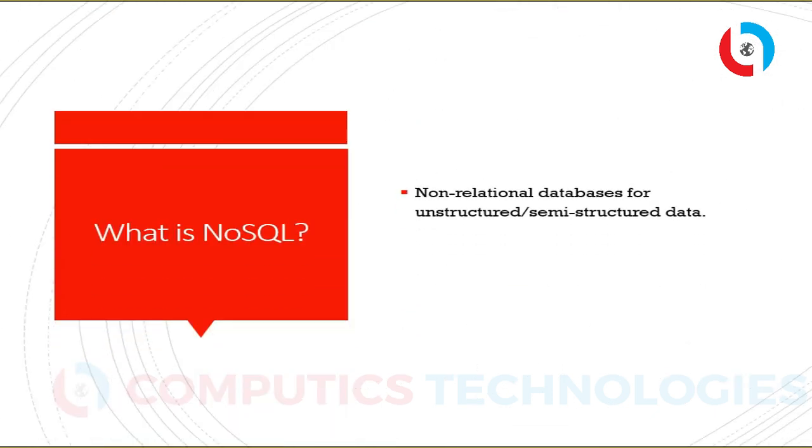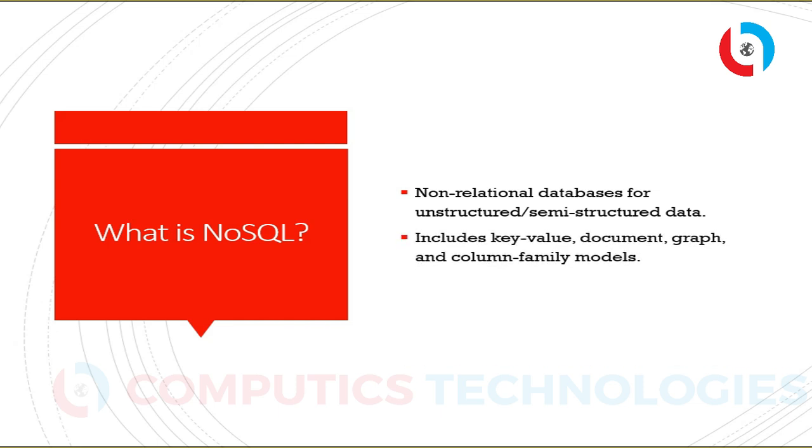NoSQL is a type of non-relational database system that handles unstructured or semi-structured data in flexible formats like key value, document, wide column, or graph models. Unlike traditional SQL databases that use rigid table-based schemas, this approach provides horizontal scalability and is ideal for applications dealing with big data and real-time web applications. The term NoSQL can mean "not only SQL," as many NoSQL databases support SQL-like query languages.